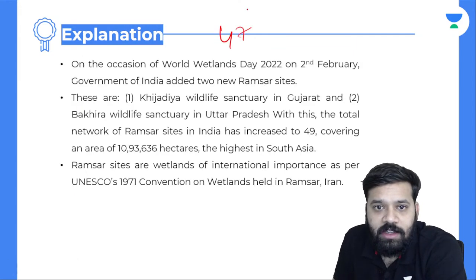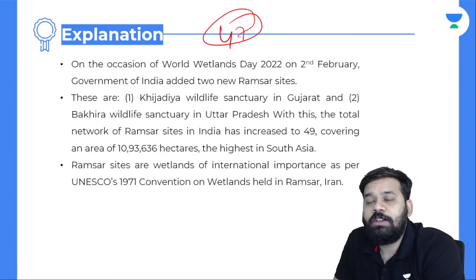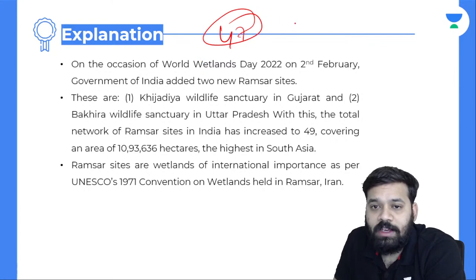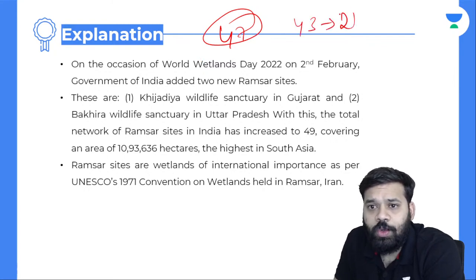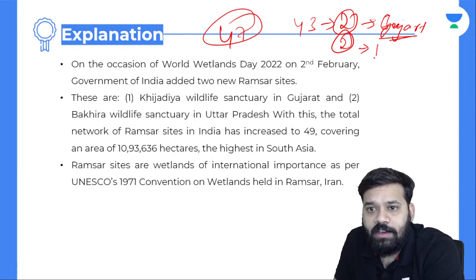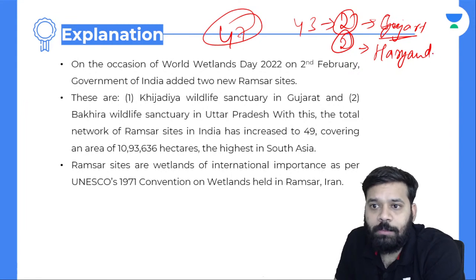So basically there were 49. It was 43 initially. Two in Gujarat were added, Thol and Vadvana. After that, two more were added, and they are from Haryana, that is Bhindawas and Sultanpur from Haryana.